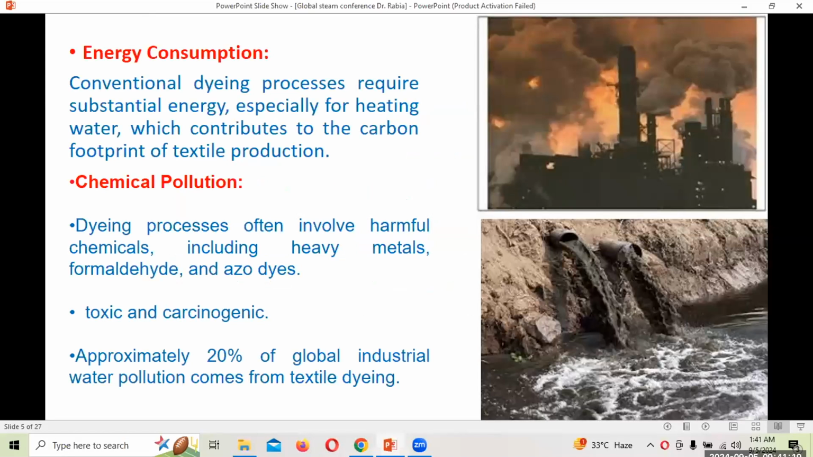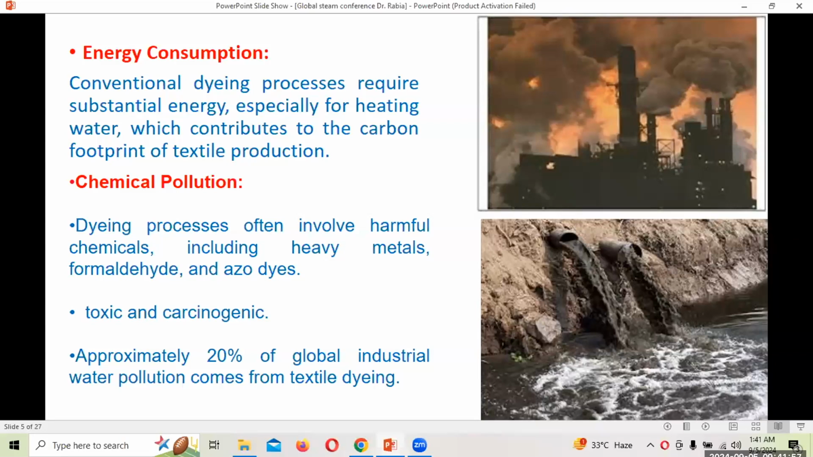As we all know, the textile industry is very energy consuming, one of the most energy consuming industries of the world due to its wet processing, where we use water and we use colors to dye the fabric. For heating of water, dyes and finishing chemicals, a high amount of energy is required. The second pollution and global problem of the textile industry is chemical pollution.